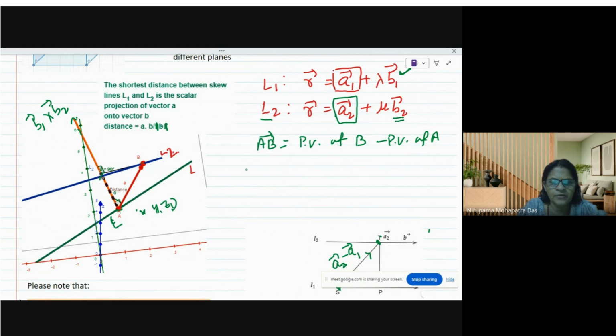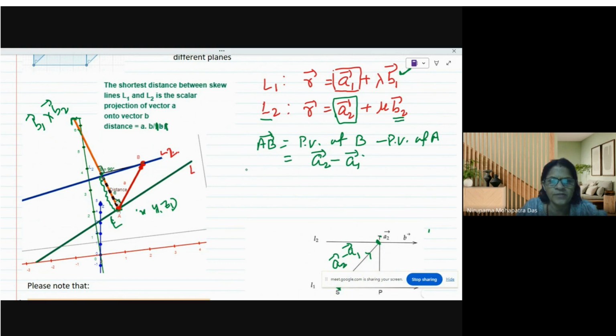magnitude of AB vector. So AB vector is what? Position vector of B minus position vector of A, means we can write here A2 vector minus A1 vector. Fine. Now, if you look at this triangle, this length is the projection of AB on B1 cross B2, because B1 cross B2 is the vector which is perpendicular to both B1 and B2, or in other words, B1 cross B2 is the vector which is perpendicular to both L1 and L2 lines.